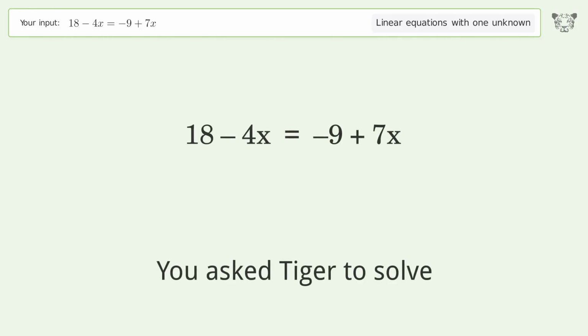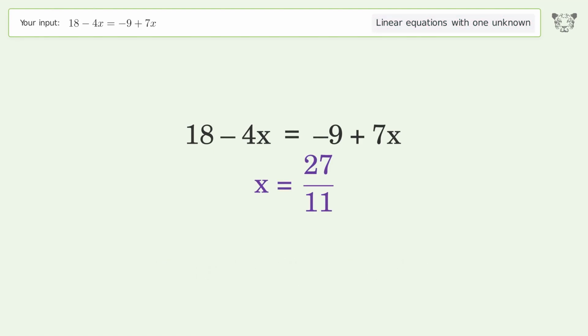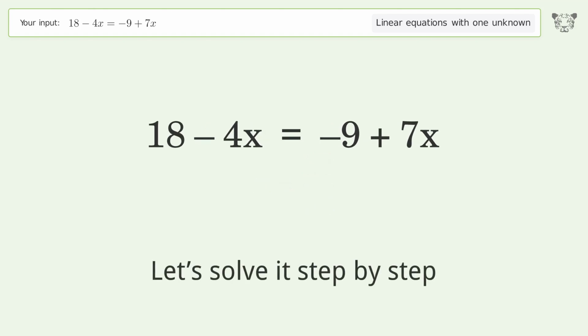You ask Tiger to solve this. This deals with linear equations with one unknown. The final result is x equals 27/11. Let's solve it step by step.